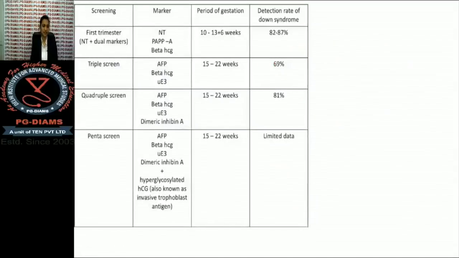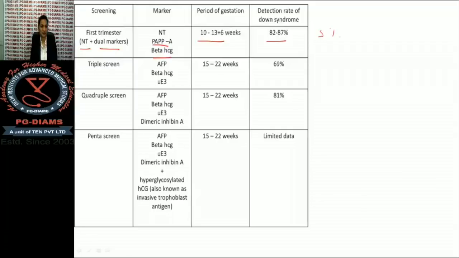Now what are these screenings? First trimester screening is nuchal translucency plus dual markers, which are PAPP-A and beta HCG. This is done at 10 to 13 plus 6 weeks. The detection rate of Down syndrome is 82 to 87% with a false positive rate of 5%.